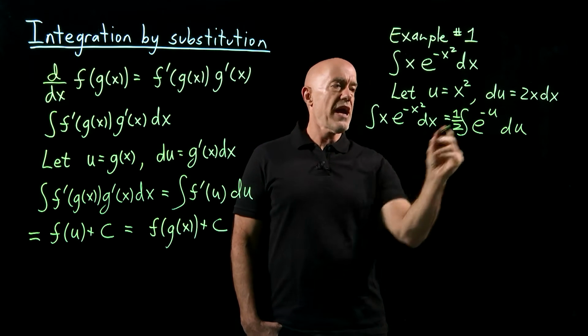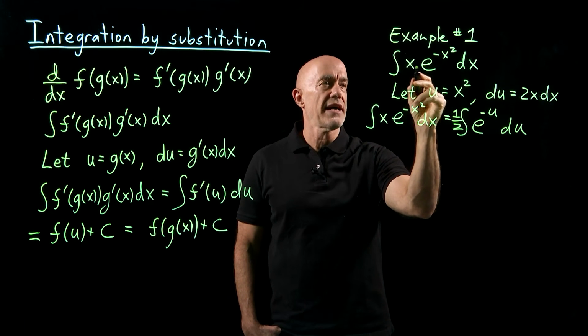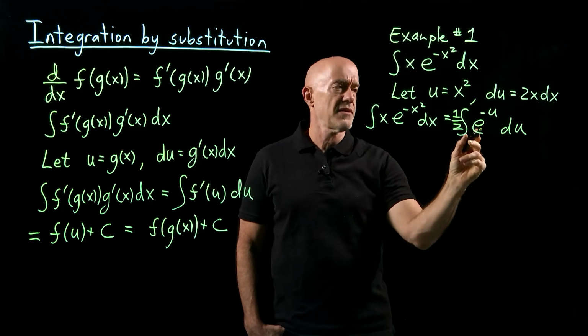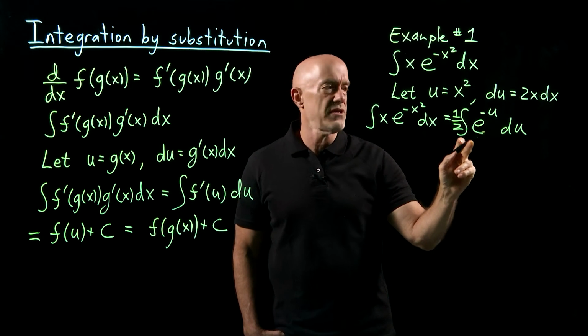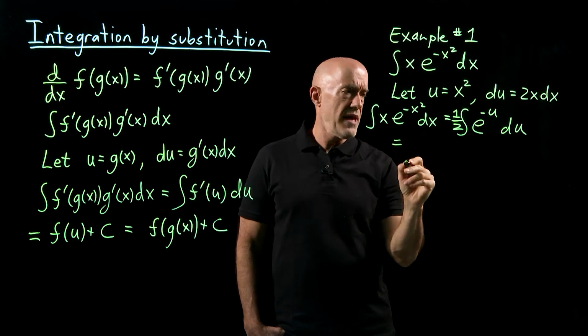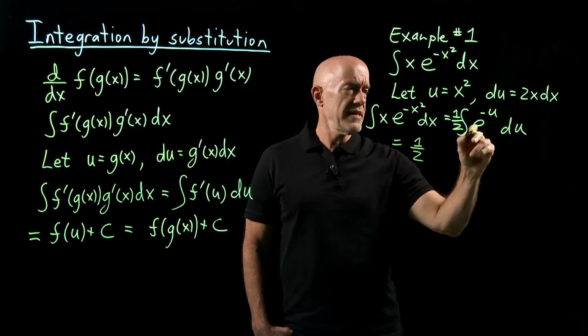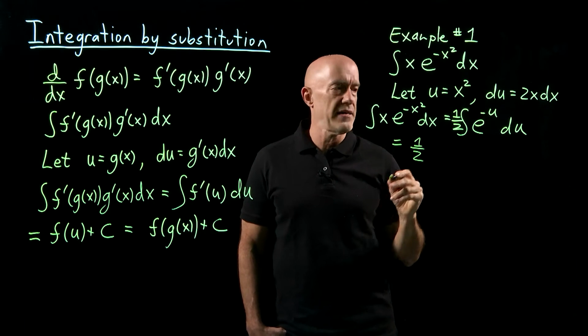Okay? So now we've reduced this kind of complicated integral, x e to the minus x squared dx, into an easy integral, e to the minus u du. We know how to do that. So this is 1/2 times, what is the antiderivative of e to the minus u?